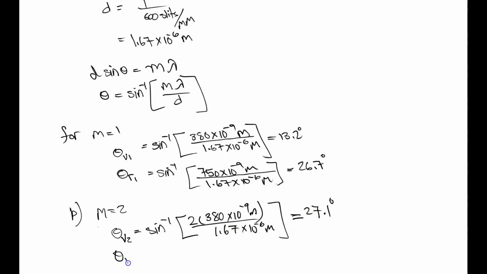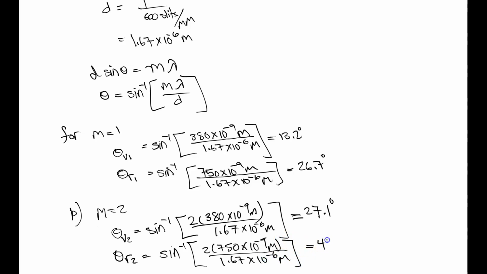And for red at m equals 2, we get sine inverse of 2 times 750 nanometers over 1.67 times 10 to the minus 6 meters, which is 43 degrees.